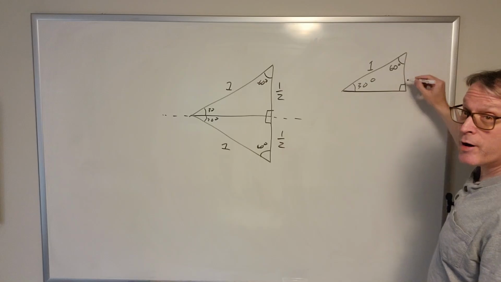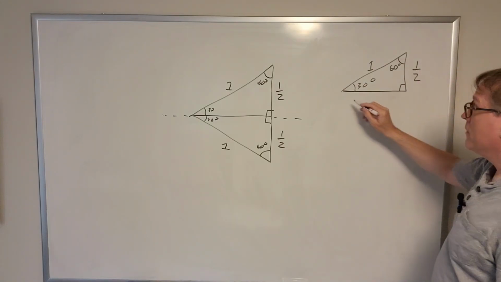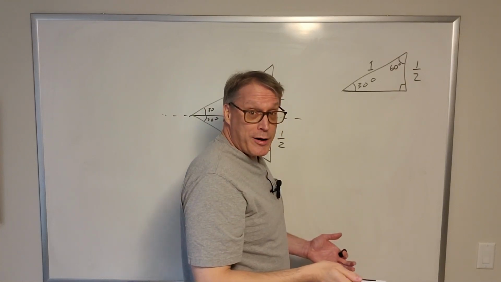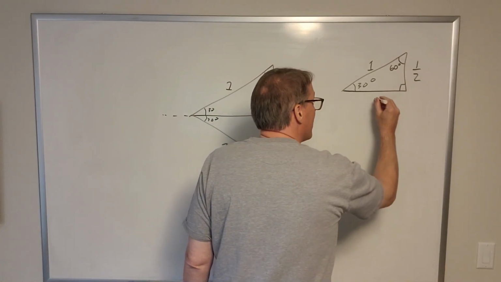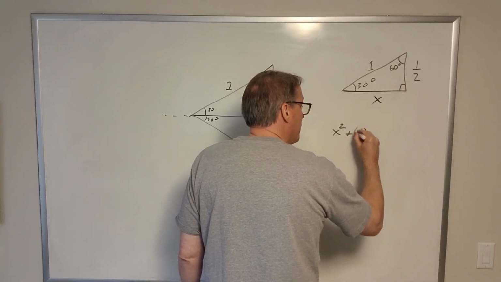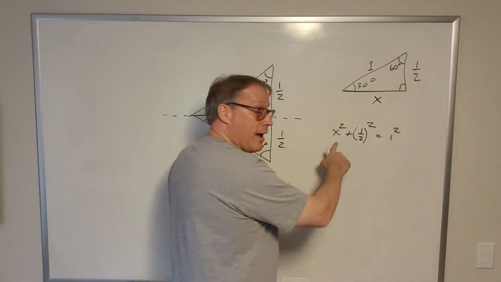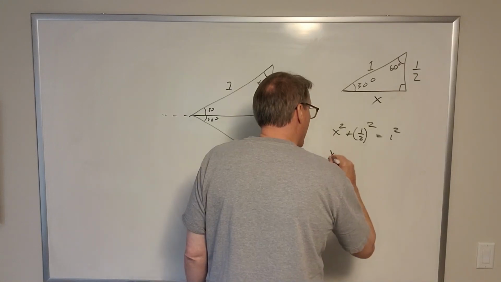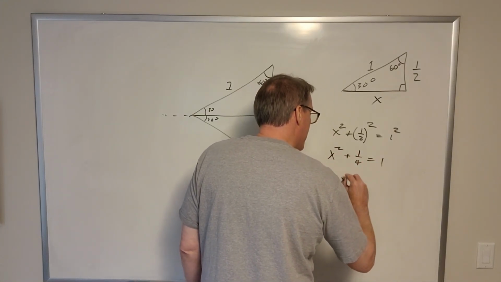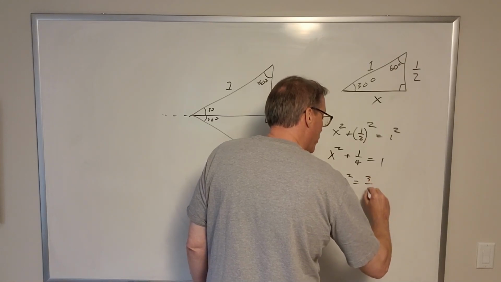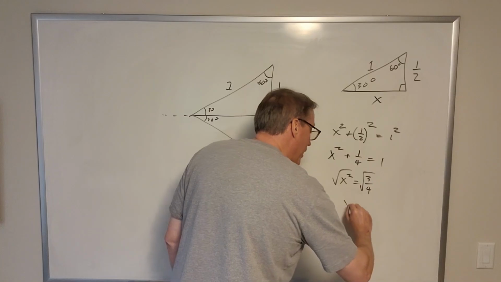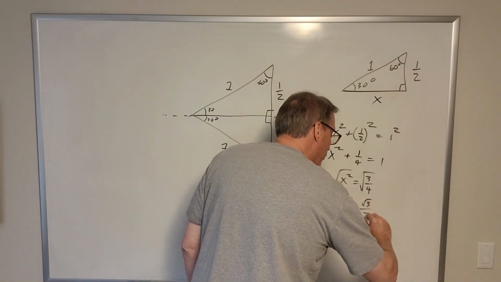So now we know this side right here is 1/2, assuming the hypotenuse is 1. So what about this side? Let's use the Pythagorean theorem for that. Let's call that x. Then we have x squared plus 1/2 squared equals 1 squared. A squared plus b squared equals c squared. So now we have x squared plus 1/4 equals 1. So x squared equals 3/4. Take the square root of both sides. X is going to be equal to the square root of 3 over 2.